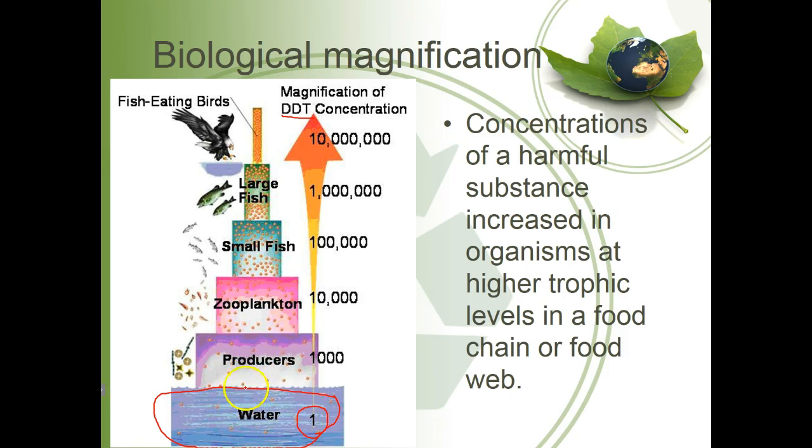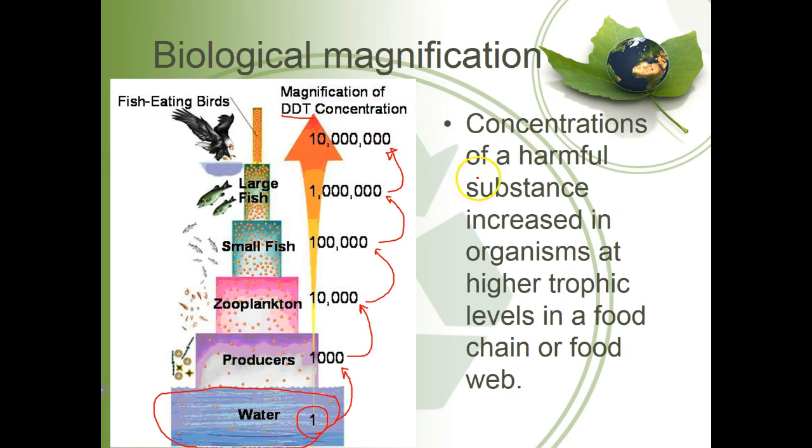Producers obviously took in the water, and so it magnified up 1,000 times. Then the producers are eaten by zooplankton, and it's magnified. Zooplankton's eaten by small fish, it's magnified. Small fish get eaten by large fish, it's magnified. And then all of a sudden large fish get eaten by the birds, and it's magnified again. Why is it magnified? We're talking concentration. A little bit of something in the water can become very concentrated at the higher food chain, trophic levels, just based on the way the concentrations of these chemicals work.